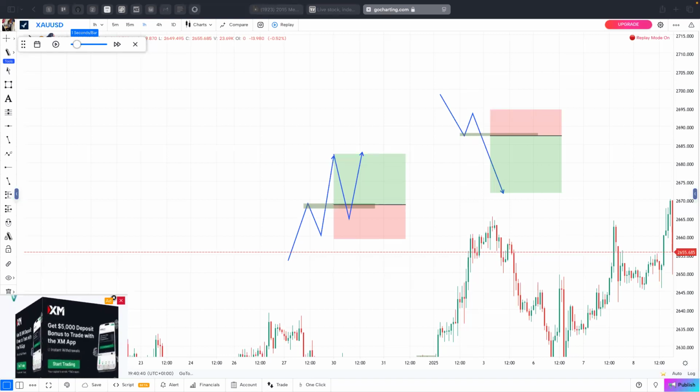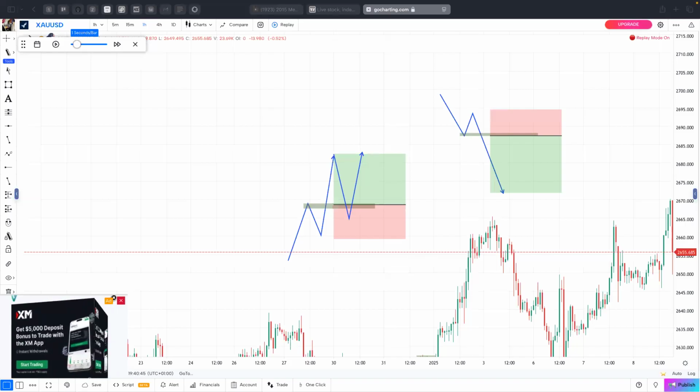Can we infuse fib retracement into this stuff? That's a different system entirely.